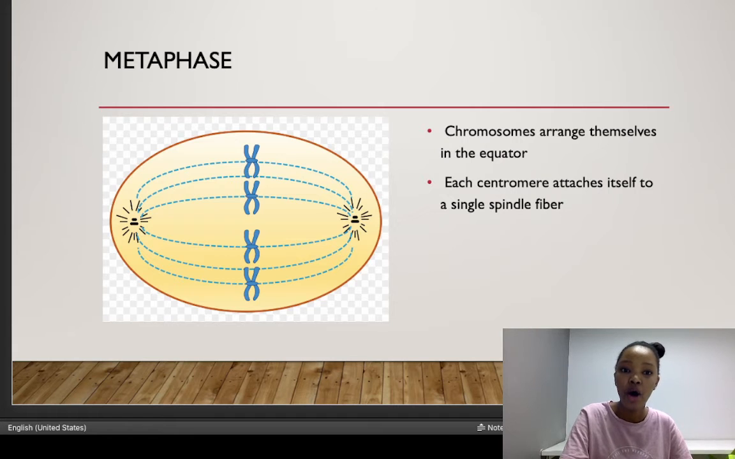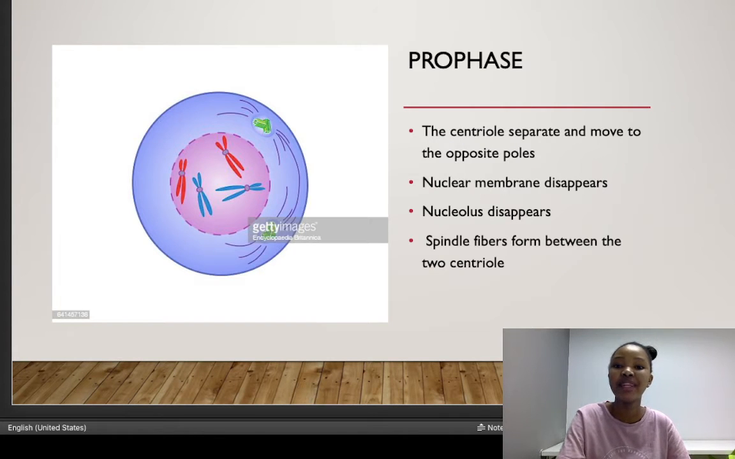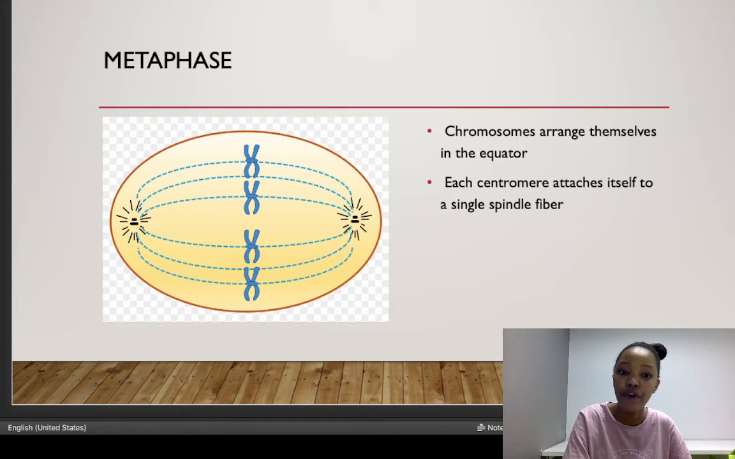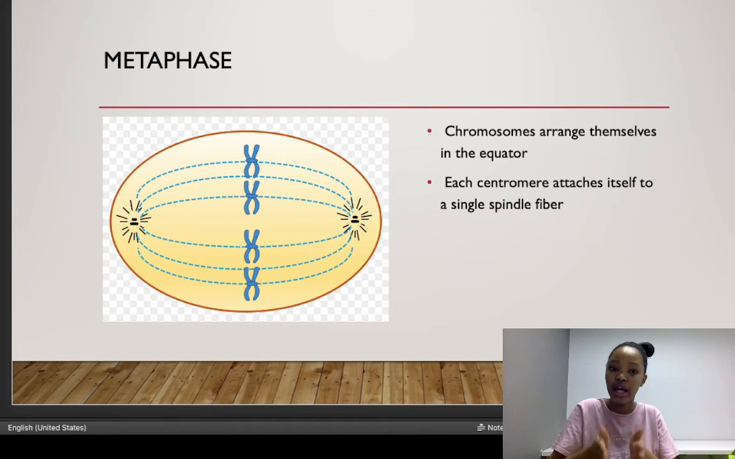On the prophase, we did mention that the spindle fibers are starting to form. So now on the metaphase, they've already formed, and a single chromosome attaches itself to a single spindle fiber. You should know that. When drawing the diagram, make sure that a single chromosome is attaching itself to a single spindle fiber and they are at the equator. You can draw them like this as they are illustrated in this diagram, or you can make them like this. It doesn't matter as long as they are at the equator.